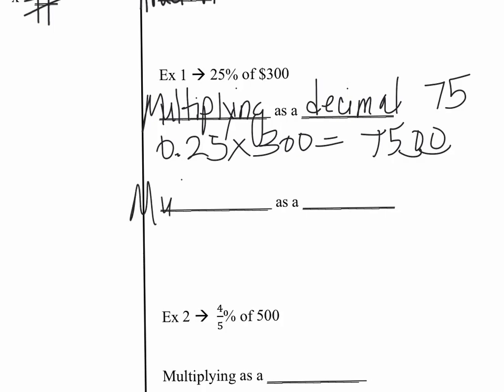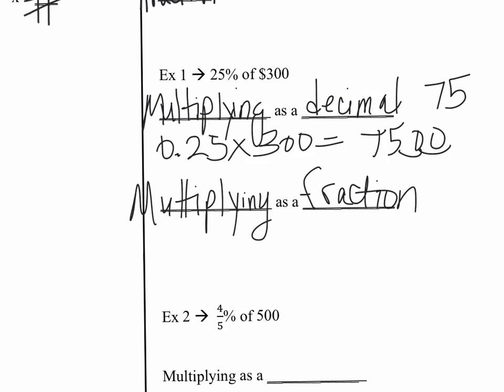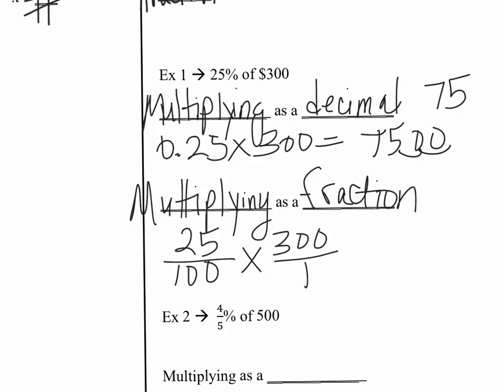Multiplying as a fraction. We know that 25% represents 25 out of 100. That's 25 over 100 times 300, which we can make into a fraction by putting it over 1.